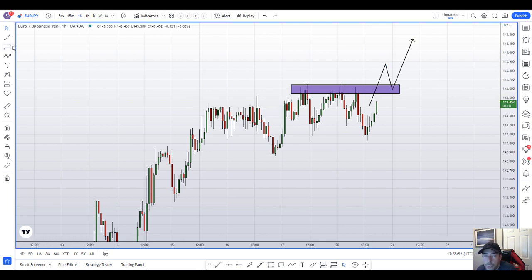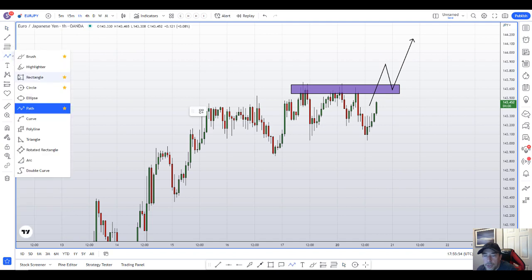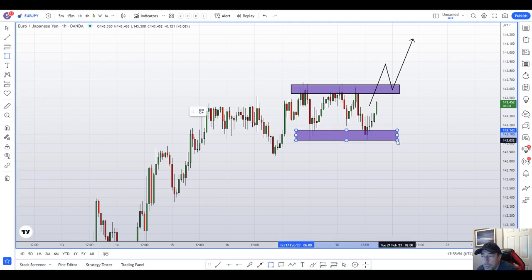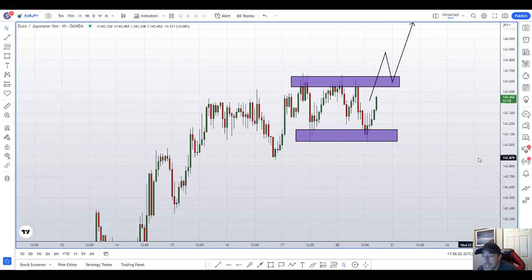Okay, so I'm just going to draw it out. We've got this little range here. We might even come back into the top of the range and push back into 143.10. So you might have a sell setup there. We've got a lovely evening star pattern there. There wasn't really a setup here that I can see for shorts. Maybe that candle there. It's a bearish engulfing candle, but it didn't break the low. It actually pushed back up.